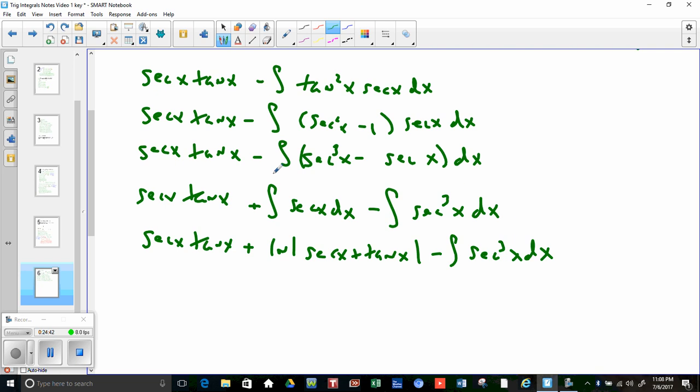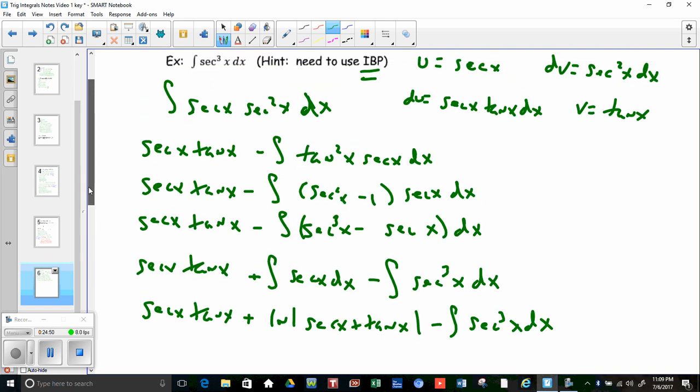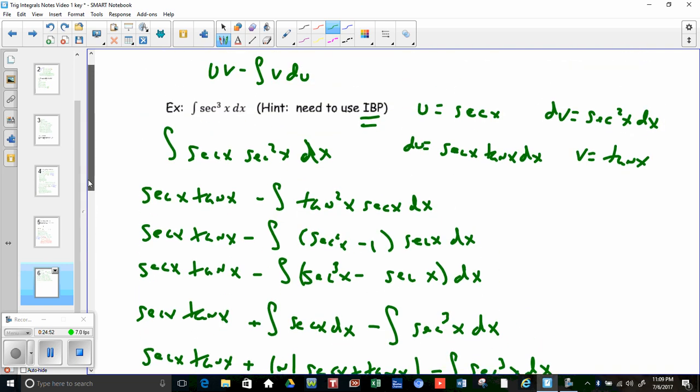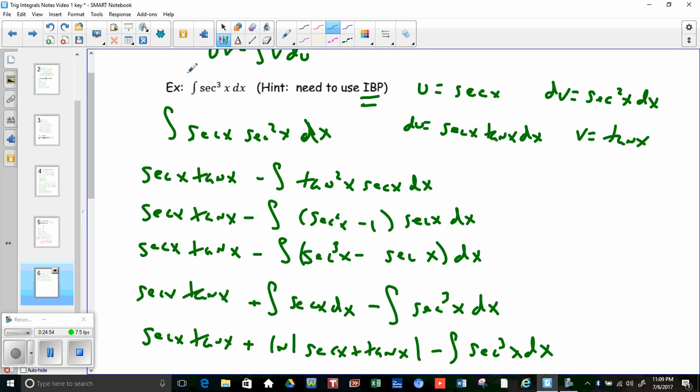All right, so what you should notice, and you've probably dealt with this kind of thing before, is that this integral of secant cubed x, this is what we started with. This is what we're trying to find. So really, if I squeeze this in here, the integral of secant cubed x dx equals this, and it equals all the way down, because this is really what it equals.